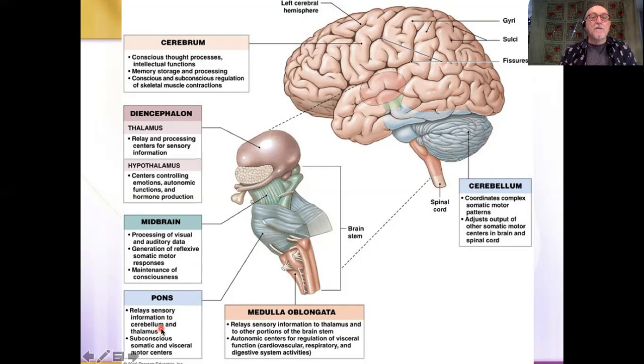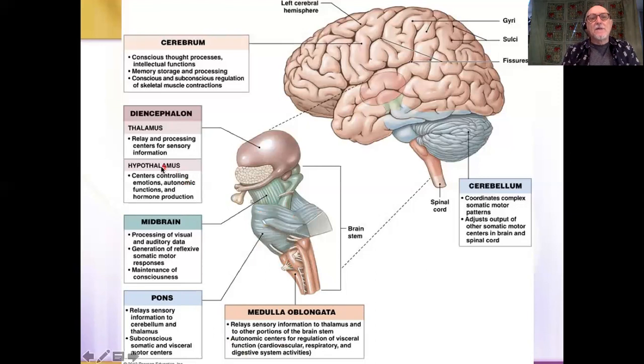Look at the pons. What does it do? It relays sensory information to the cerebellum. It's getting information from the muscles and all that sort of thing, and it's sending that information to the cerebellum for control of balance and all the rest of it. So all of these seem to have some role in relaying information to the correct destination. These are all areas of control, of coordination.